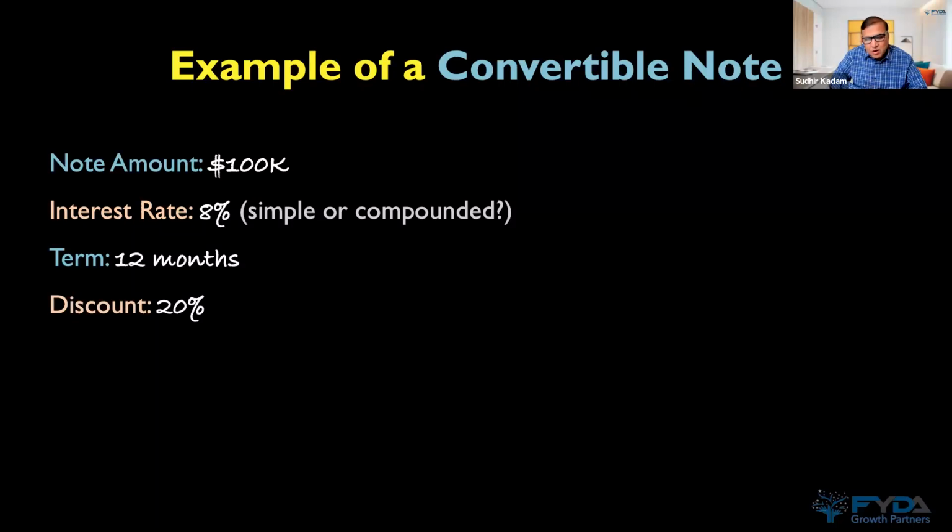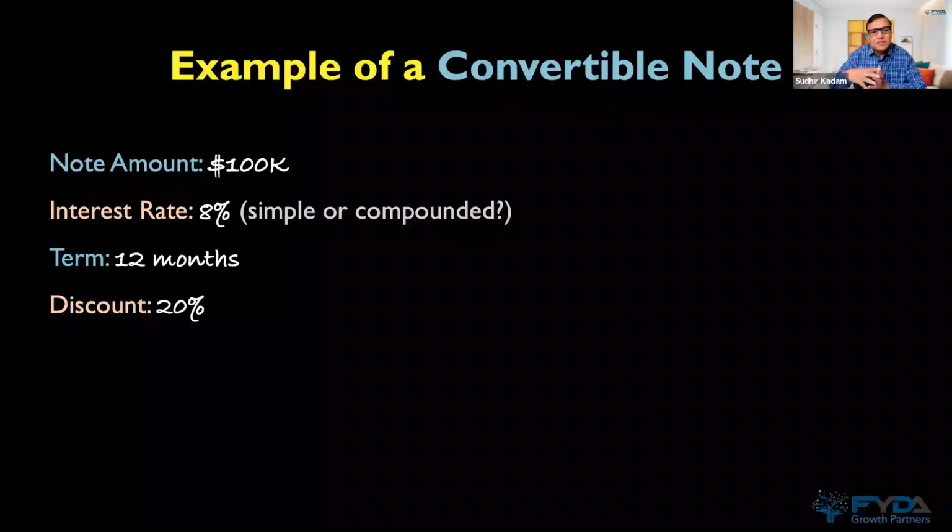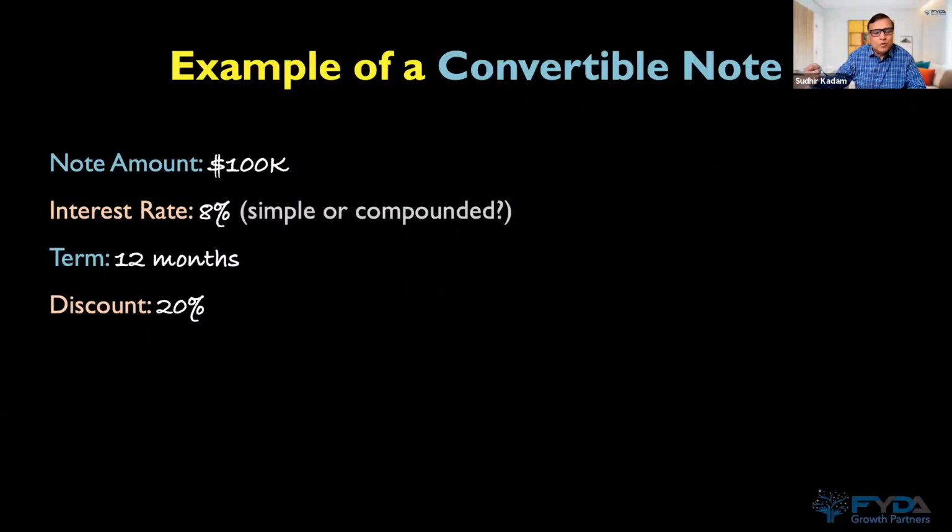Then there is something called a discount. Now, what is this discount? This person is giving you 100K when he does not even know the valuation of your company. He is playing blind on you. So after, let's say, 6 months or after 8 months, you are going to raise money with a priced round. Now the valuation of the company would have gone up.